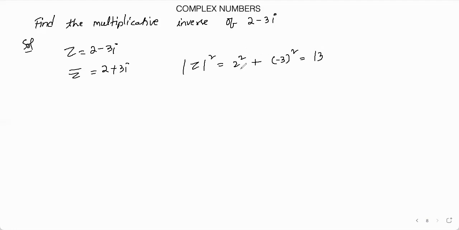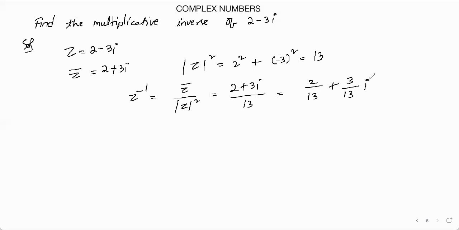And therefore the multiplicative inverse of z is given by z inverse, which is z bar by mod z square, or which is 2 plus 3i by 13. So when you separate the real and imaginary parts, that will be 2 by 13 plus 3 by 13 i. So this will be the multiplicative inverse.